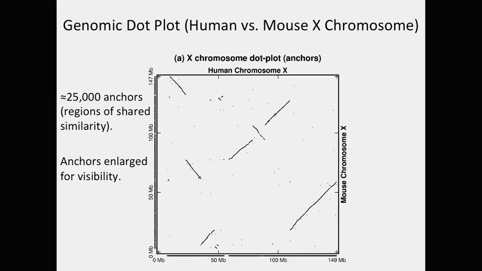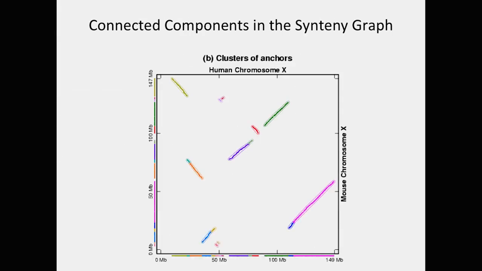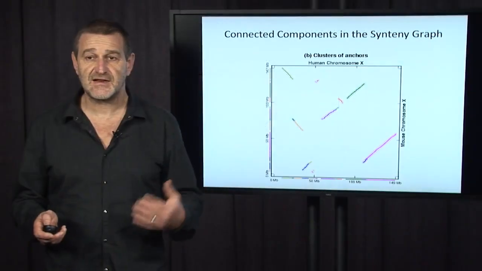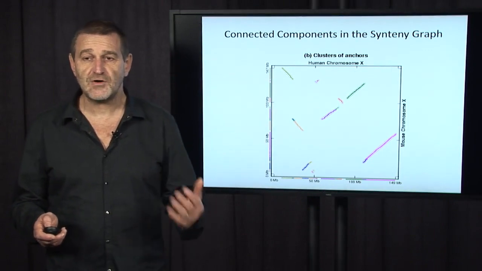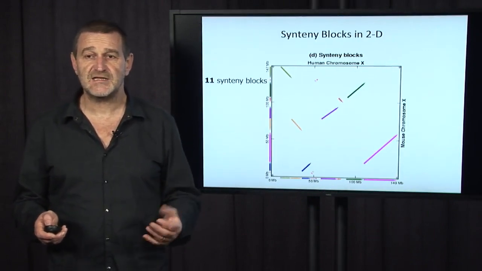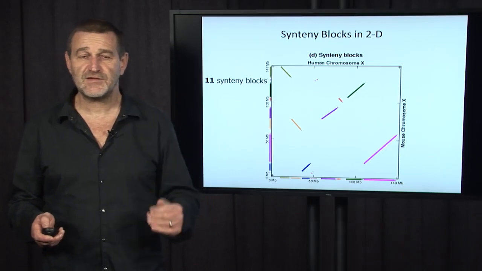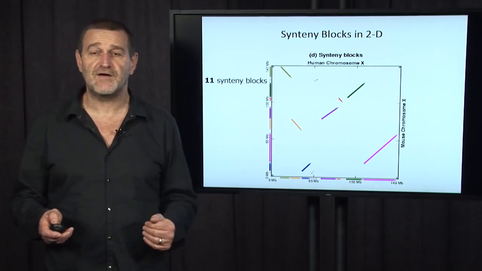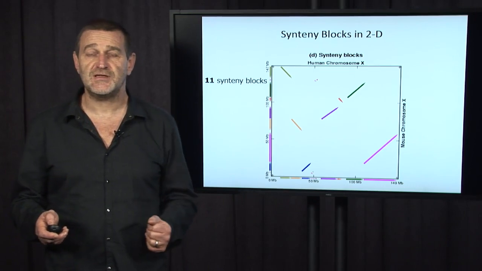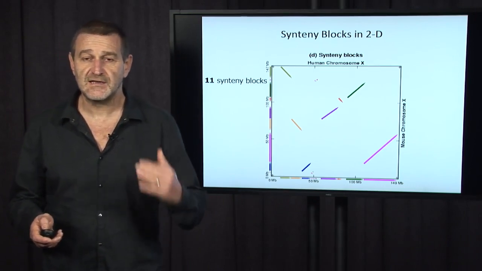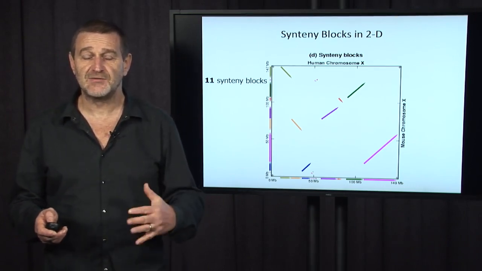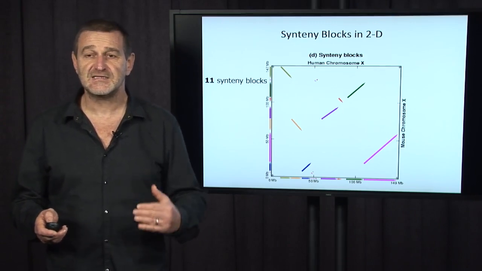And here is the genomic dot plot for the X chromosome consisting of 25,000 dots. We form a Synteny graph on these 25,000 nodes, and in this slide you can see the resulting connected components. We further process these connected components and represent them as perfect plus 45 degree or minus 45 degree diagonals in 2D. Where are the 11 Synteny blocks between human and mouse that we have been considering in this lecture?